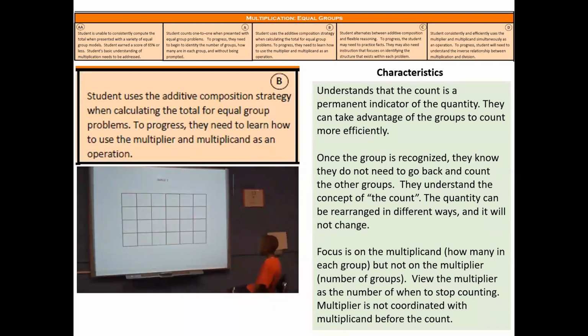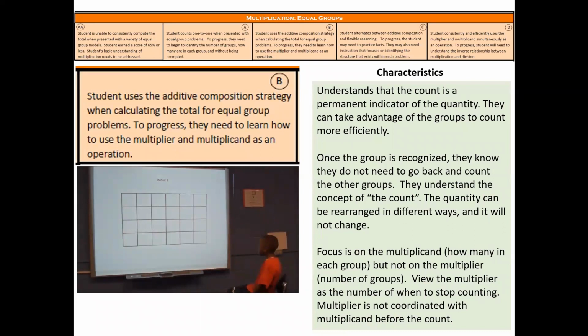Okay, remember for level B, there's a lower side, which is sort of the repeated addition or additive composition. Then there's the higher side, which is the skip counting. Okay, in characteristics, understands that the count is a permanent indicator of the quantity. They can take advantage of the groups to count more efficiently.